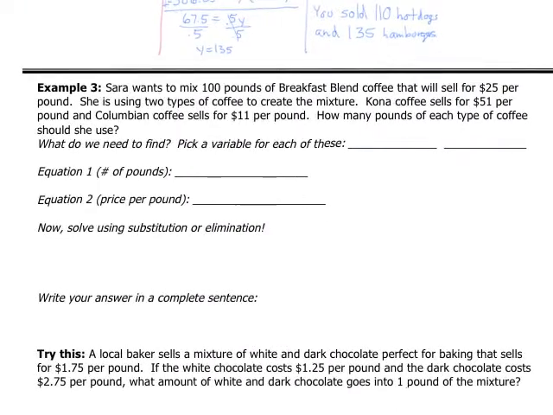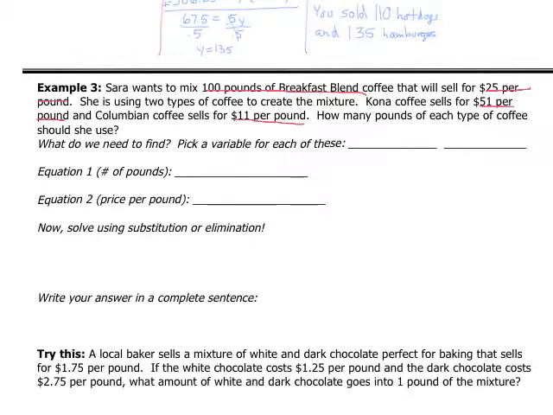It says Sarah wants to mix 100 pounds of breakfast blend coffee that will sell for $25 per pound. So we have an amount and a money value. She's using two types of coffee to mix together: Kona, which sells for $51 per pound, and Colombian, which sells for $11 per pound. How many pounds of each type of coffee should she use? Okay, we can't just dump in arbitrary amounts because we won't get the desired $25 per pound charge.